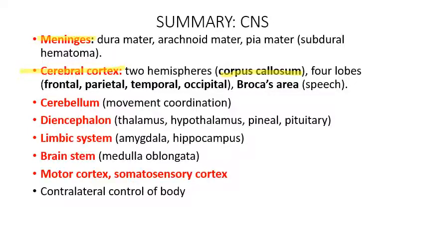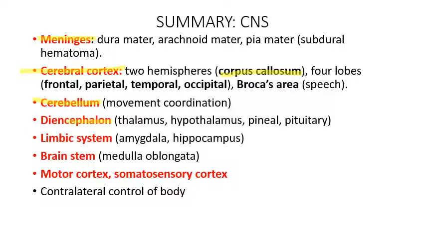Then each of the two hemispheres is divided into four lobes: the frontal, parietal, temporal, and occipital. Broca's area is responsible for formation of words. Wernicke's area is responsible for interpretation of words. We talked about the motor cortex and the somatosensory cortex as well. We talked about the cerebellum being responsible for coordinating complicated movements.